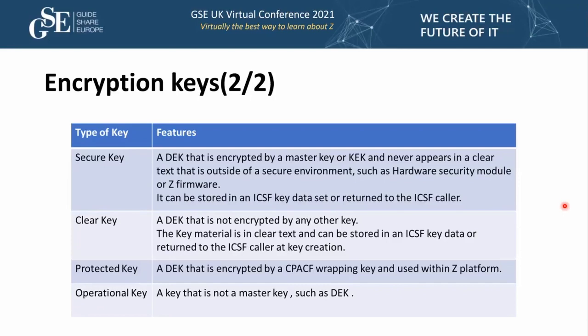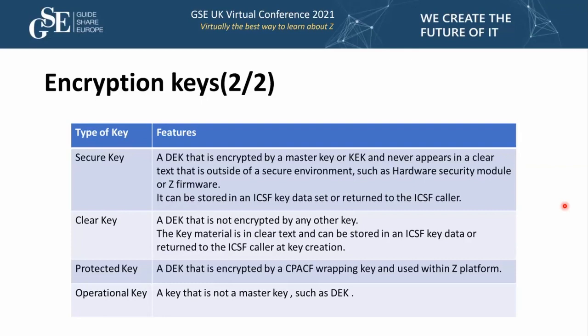Protected key is a data encrypting key that is encrypted by a CPACF wrapping key and used within the Z platform. Although protected keys are cached in ICSF, they are not persistently stored in an ICSF key dataset. Protected keys can be returned to authorized ICSF callers such as DFSMS and Db2. Operational key, the last one, is a key that is not a master key, such as a data encrypting key, which can be clear, secure, or protected.